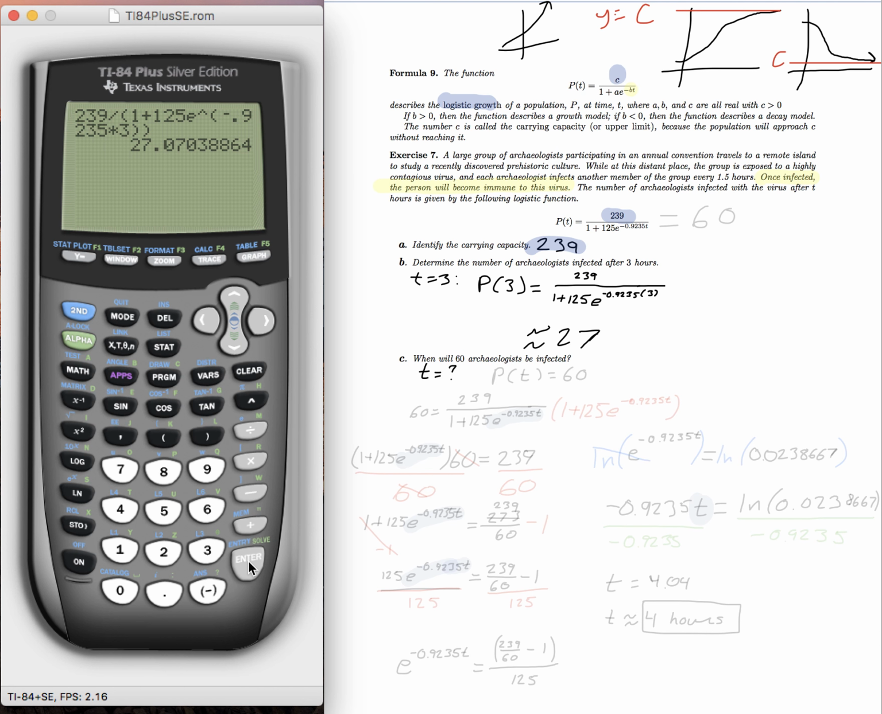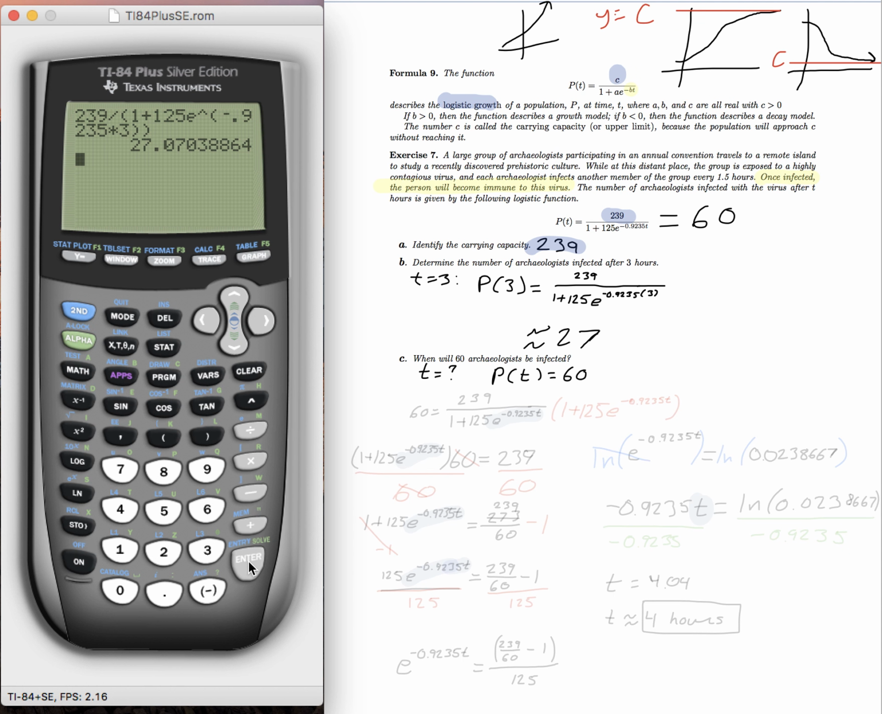So what do we have to go on? Well, we know the population goal that we're talking about. So we know that P of t is 60 in this scenario. Well, what does that mean? Well, we have a model for this, so if we set our model equal to 60 and then solve for t, we'll be good.